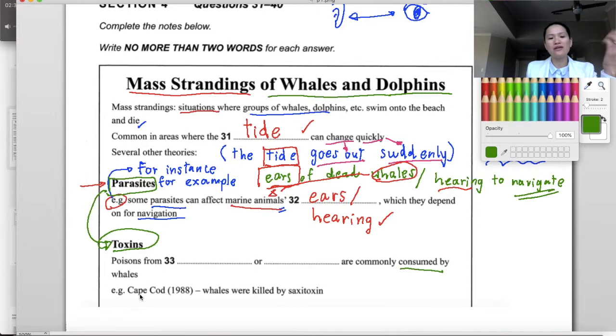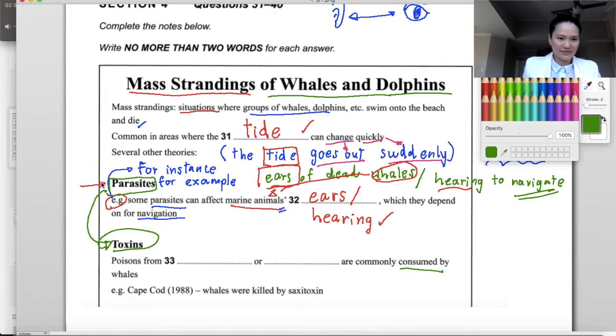Okay, if you read that one already, but I'm going to read with you again. Poisons mean toxic, สารพิษ, which are commonly consumed. Consumed, you know the word consume, yeah, means eaten by whales. Okay, for example, Cape Cod, 1988, whales were killed by the toxin. Anyway, that's one at Cape Cod, the picture that I have shown you. Okay, what did you hear? You have to understand that when they consume them, that means they eat them.